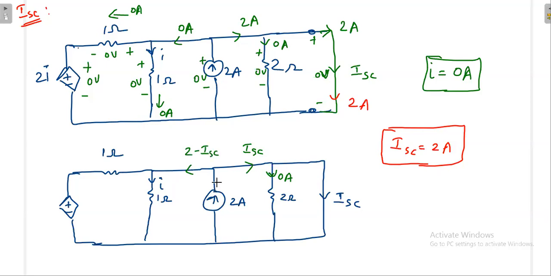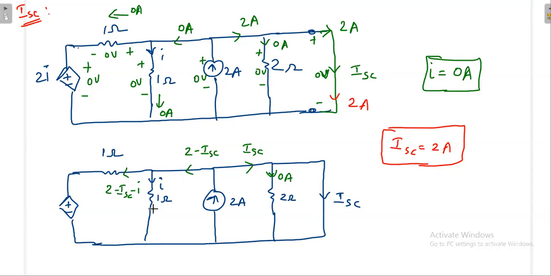Because 2 ampere is coming inside and ISC is going as part of the current, the rest of the current has to go like this, 2 minus ISC. Then already I is going here. Anyway, I is 0, I know, but we do not know what I is now. Let's proceed as it is. If 2 minus ISC is coming inside and I is going away, then this current is 2 minus ISC minus I. Just KCL.